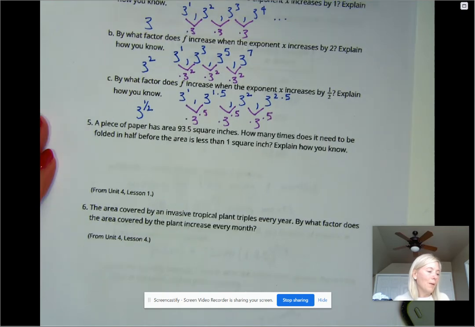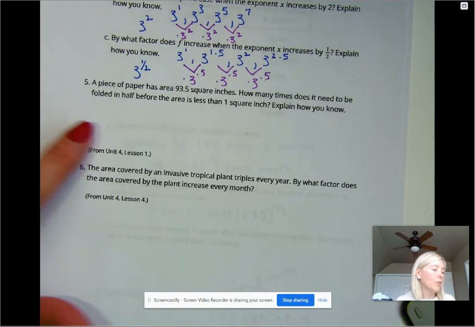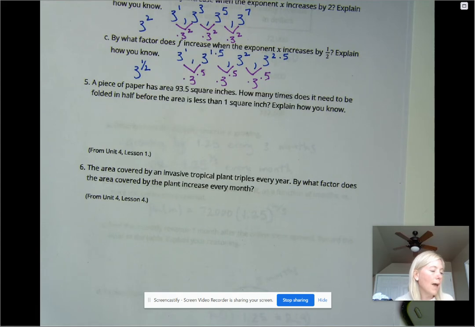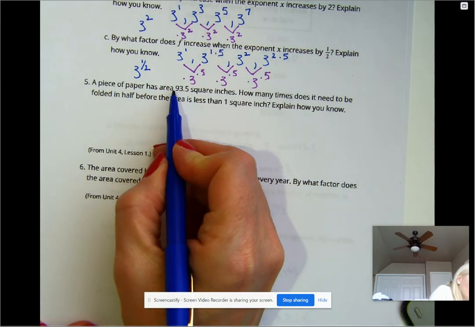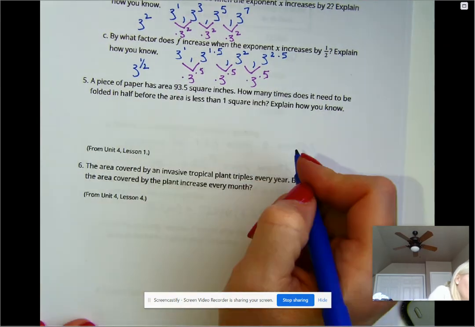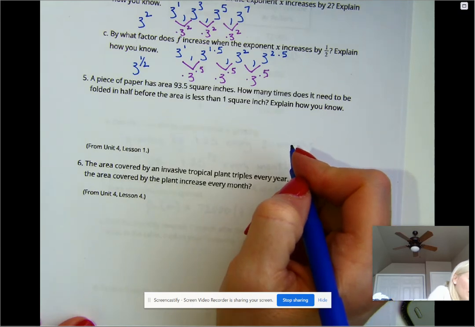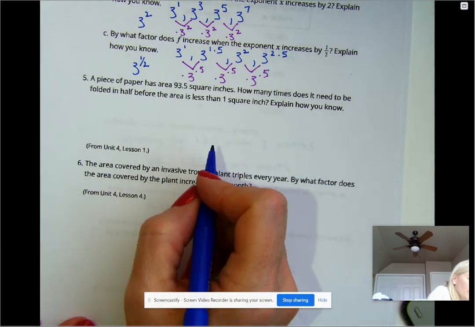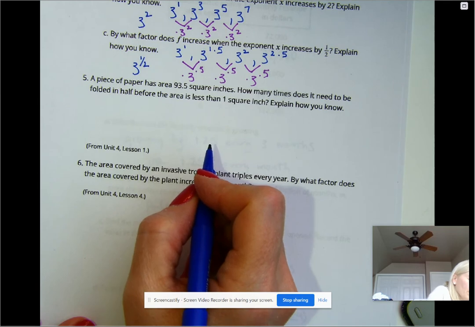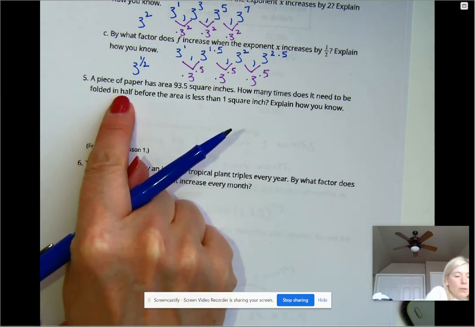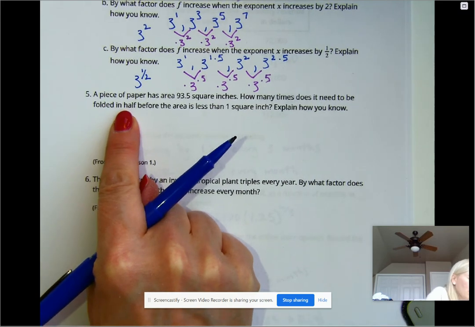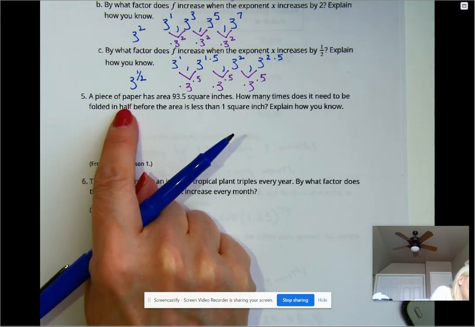Okay, number 5. A piece of paper has an area of 93.5 square inches. How many times does it need to be folded in half before the area is less than 1 square inch? Explain how you know. So every time I fold it, the area is going to be half of what it was before. Sorry, I was trying to find that spot in the prompt. The area is going to be half of what it was before.